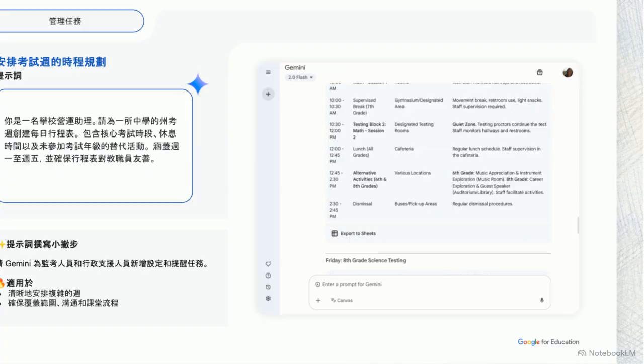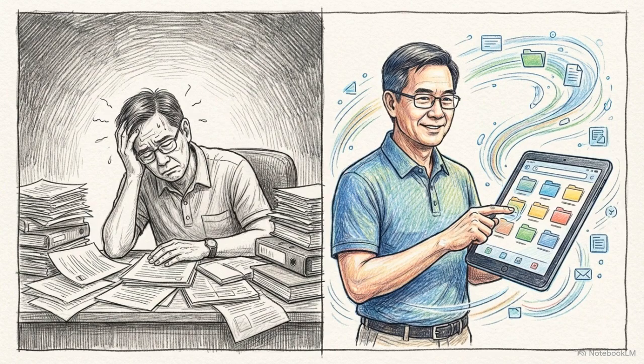And for administrative headaches, look at this detailed daily itinerary. The AI generated a meticulous week-long schedule for middle school state testing, complete with proctor assignments and required break times, in seconds. Mastering AI shifts your role. You transition from an exhausted content creator to a high-level content curator, saving you countless hours of manual labor.